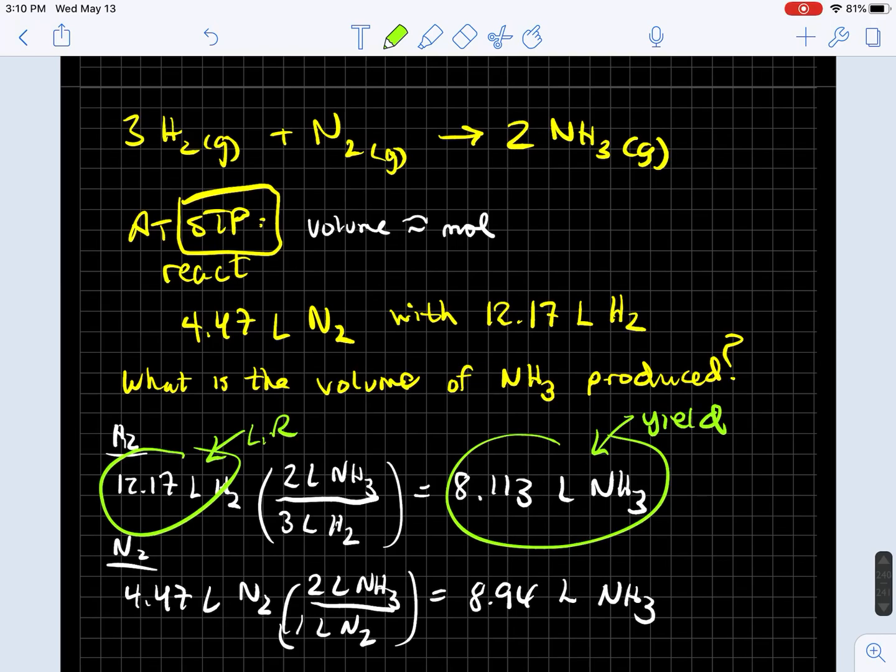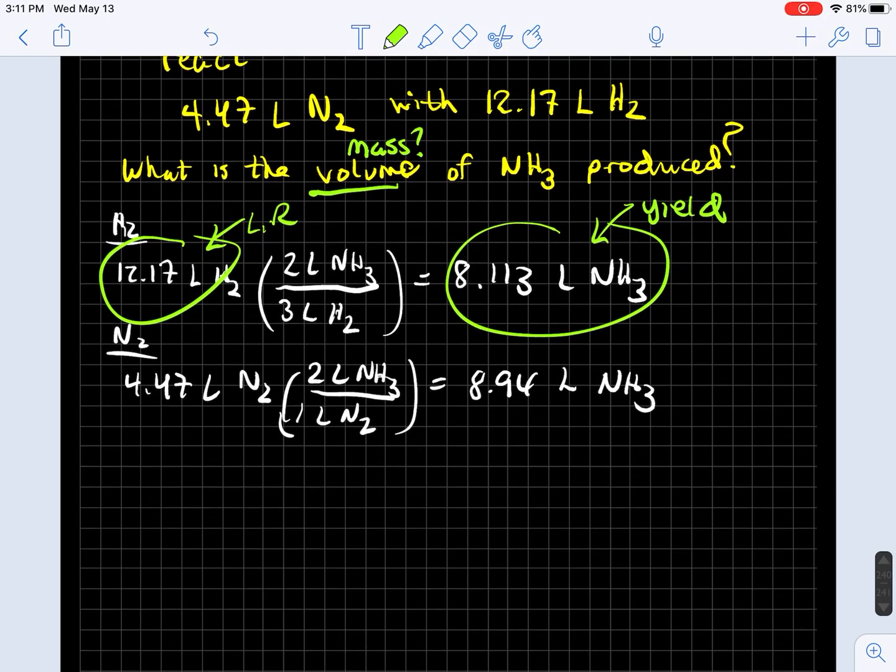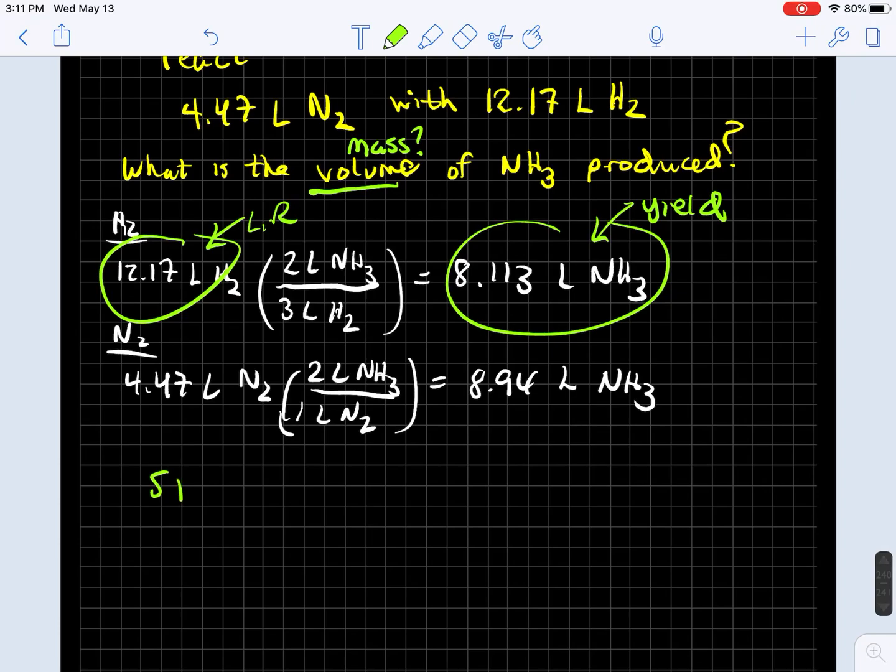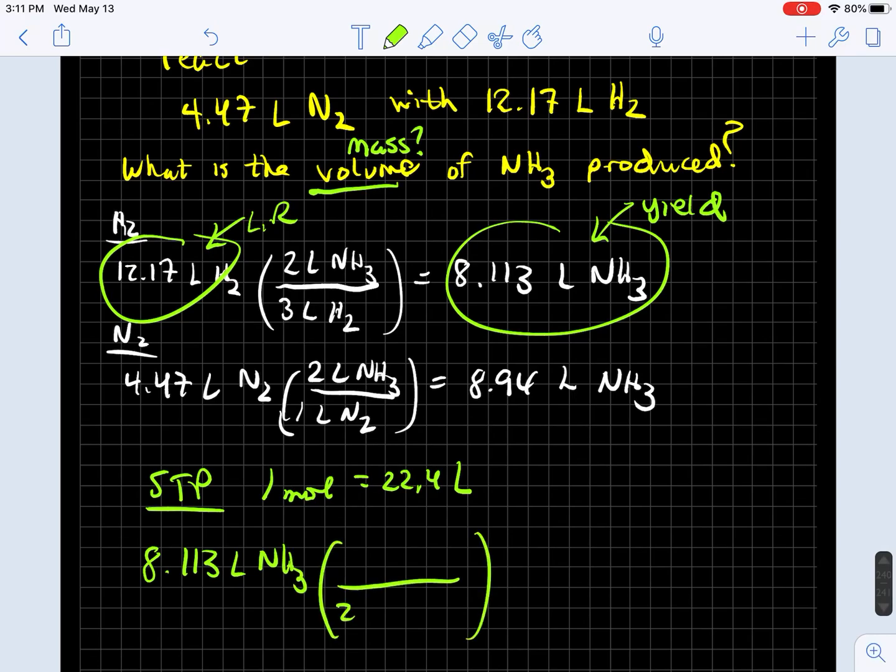Now, they're most likely to ask you, instead of volume of ammonia, what if they asked you mass of ammonia? Well, from there, we have STP conditions. So under STP conditions, we could say 1 mole of any gas is 22.4 liters. So if I have 8.113 liters of ammonia, I can convert that to moles. 22.4 liters gives me 1 mole of ammonia. And from there, I can convert that to grams.